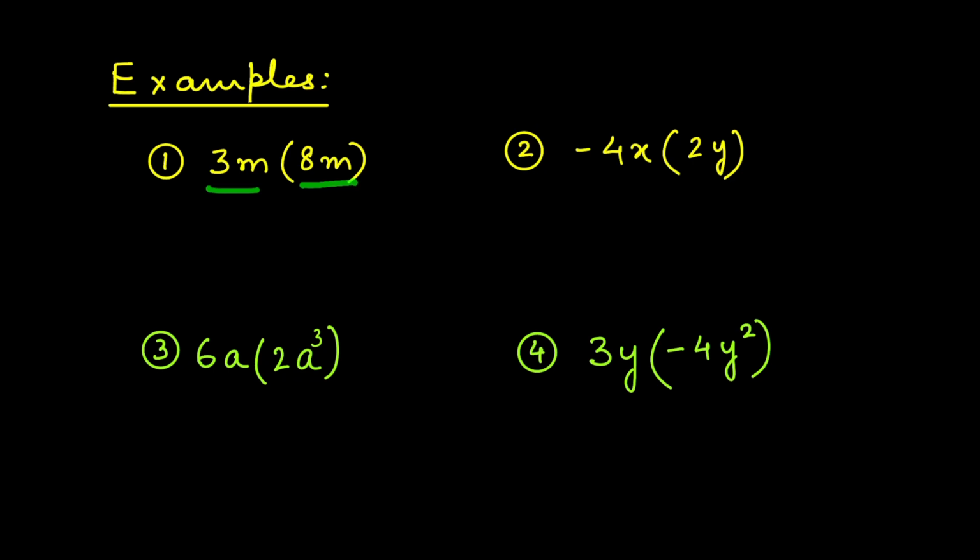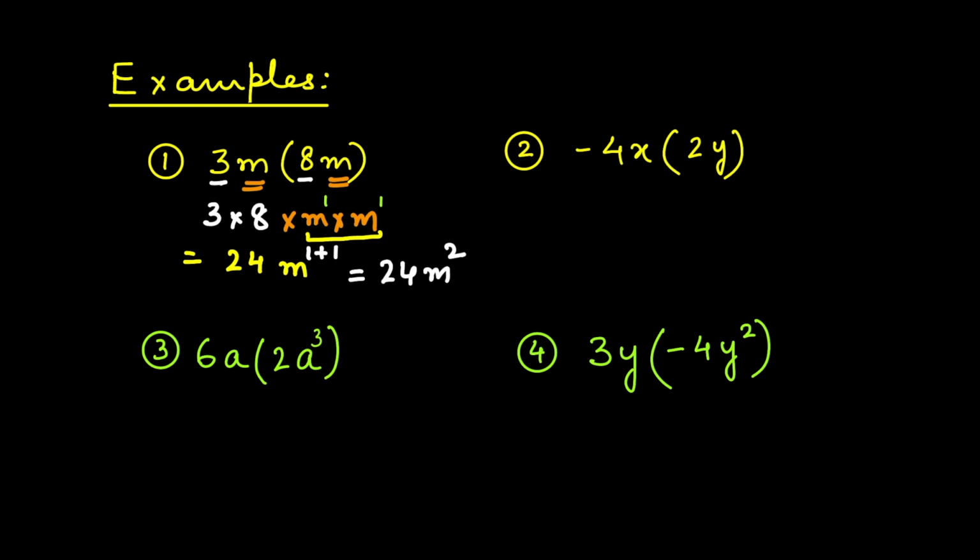Now to multiply such expressions, first the number gets multiplied to the number. So 3 times 8. And the variable m gets multiplied to the variable, so m times m. So here the base is the same. No power is given, that means the power should be taken as 1 for them. So here we get 3 times 8, which is 24, and m times m. So the base is the same, so powers will be added. So it is m to the power 1 plus 1, which gives us 24m square.